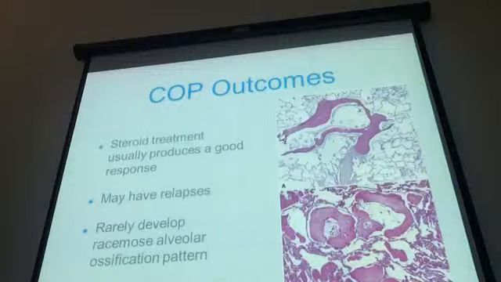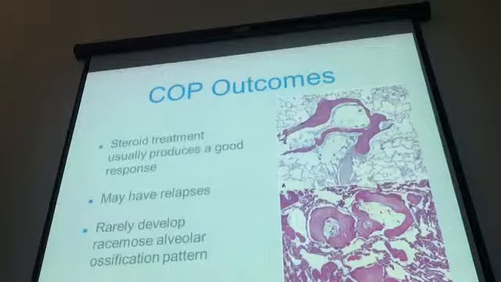Now, occasionally, this process can lead to actual ossification in the alveolus. And that's what I've shown you here in this image. These are actual little bone spicules that follow along the pattern of the alveolus. When you see this, you kind of scratch your head and go, what is this? I have only seen this a few times, usually at autopsy, but it has a precursor in cryptogenic organizing pneumonia. And this is called racemose alveolar ossification. Racemose means branching and curved-like.